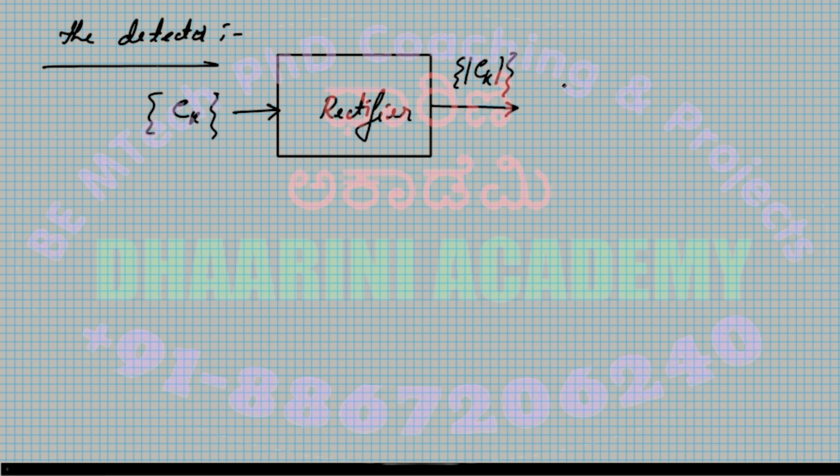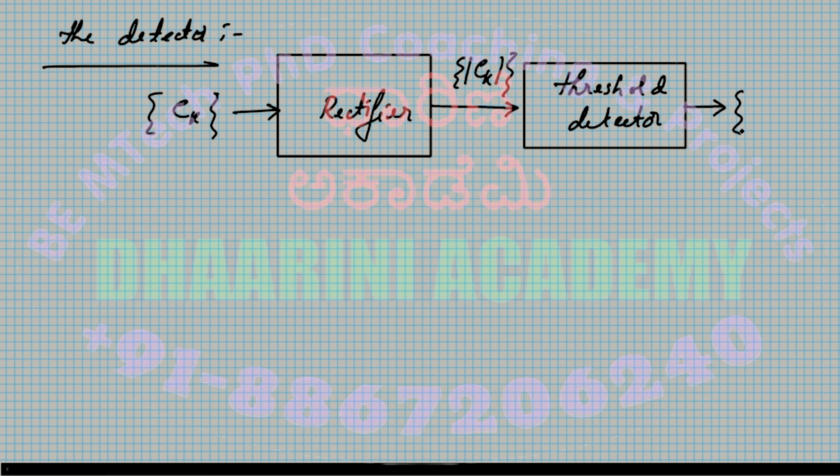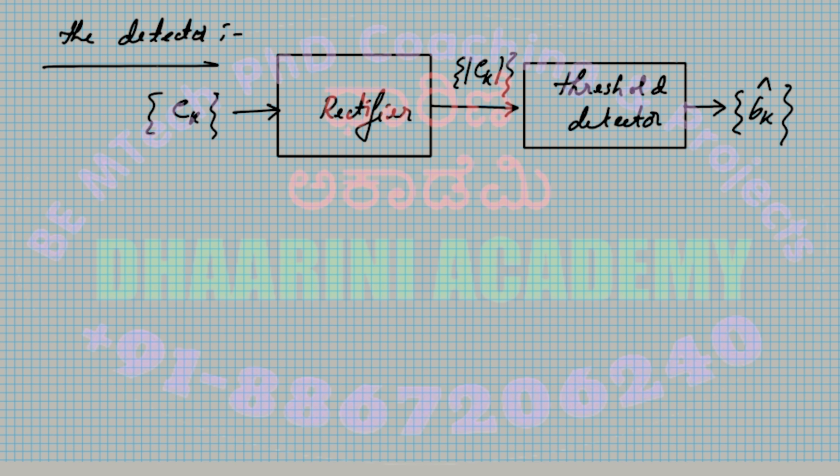The rectifier is followed by a threshold detector. In a sense, you use a threshold value. Above that, you can assign it to some value, below that it will be different. The output of this detector itself will be the approximated value. We call it BK cap. So closely, BK cap will be equal to BK. This is what we have seen in the previous case. All right. So this is a simple detector. Whatever comes in, it will perform a rectification, you get a magnitude of that, then compare it with the threshold to get the output.